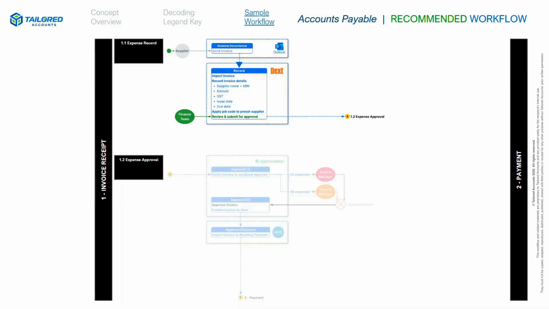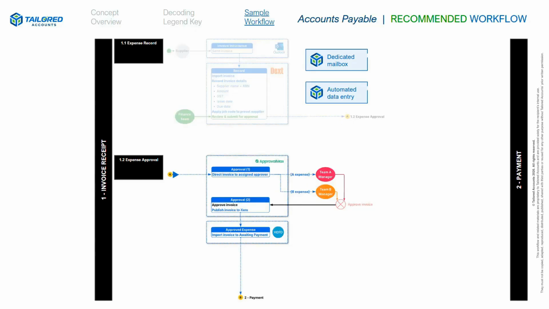Dext automatically imports the document and records all those tedious details for you: the supplier name, ABN, amount, GST, and dates. It even applies the preset job code. As you can see, two inefficiencies, the inbox black hole and the manual data entry, were eliminated. Finance simply reviews and submits the invoice for approval, which sends us through Portal A to the next station, expense approval.